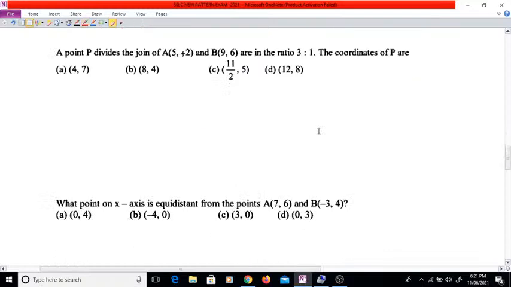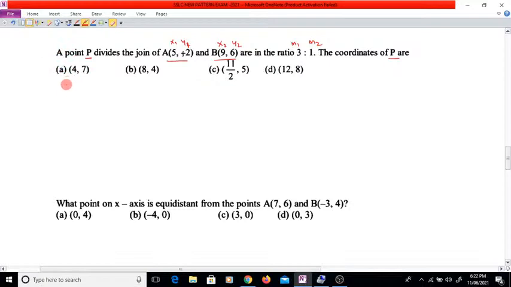So next question: a point P divides the join of point A (5, 2) and point B (9, 6) in the ratio 3:1. What are the coordinates of P? So this is x1, y1, this is x2, y2, and this is m1 and this is m2. So the same thing we have to do here. We have to find the coordinates of the point.